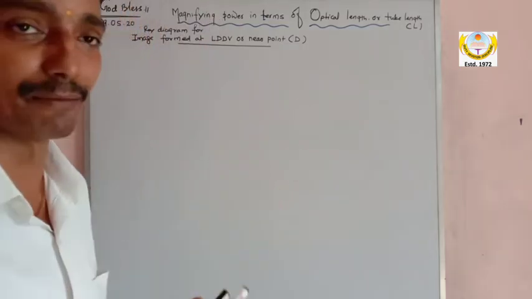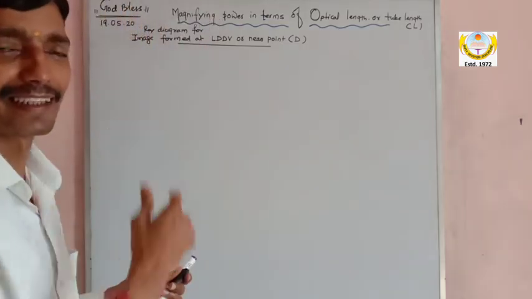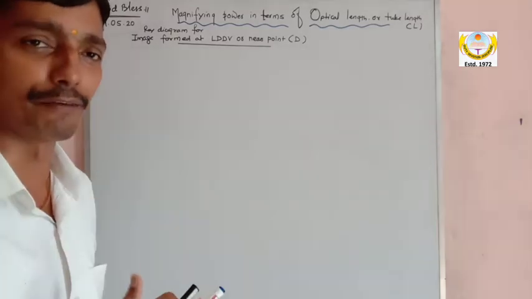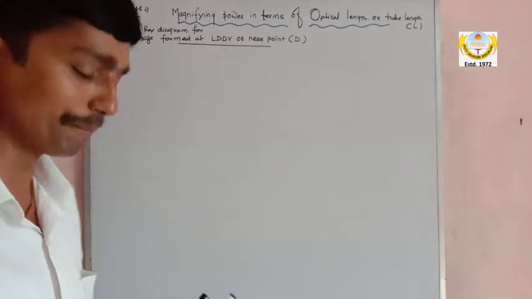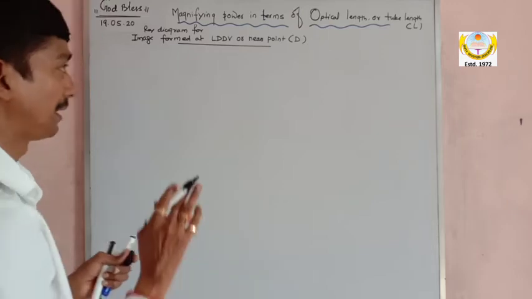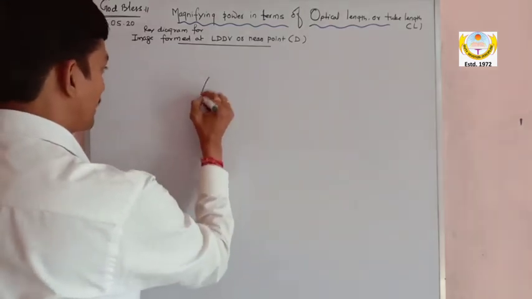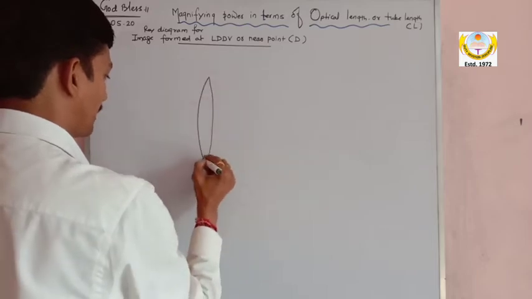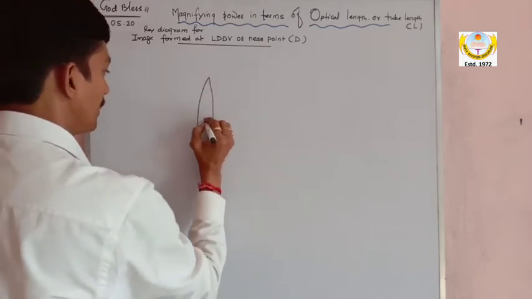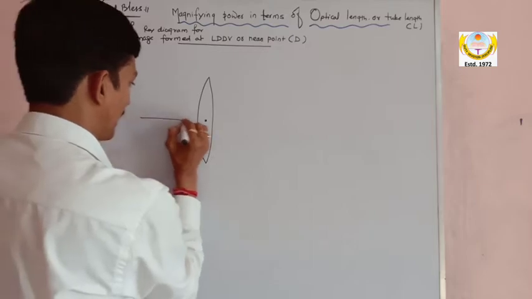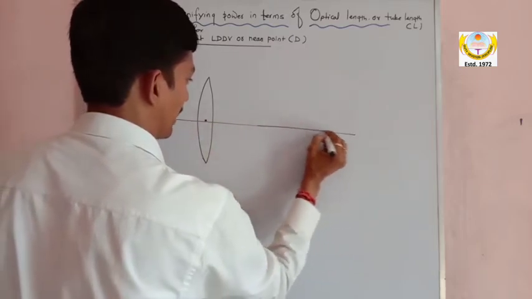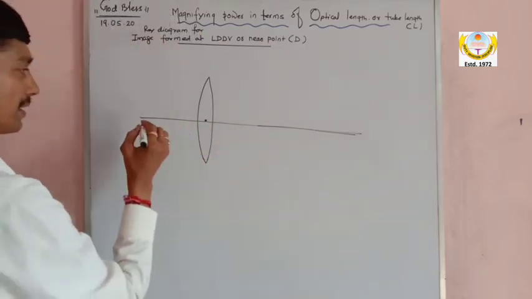I will draw the diagram once again. Let us take the same diagram for LDDV. I am doing it for LDDV, and you will all go for infinity. Am I clear? You will show me for infinity by doing the same topic. Okay, now let us draw the diagram. Here is the convex lens objective. This is the optical center. Here I have taken the principal axis.